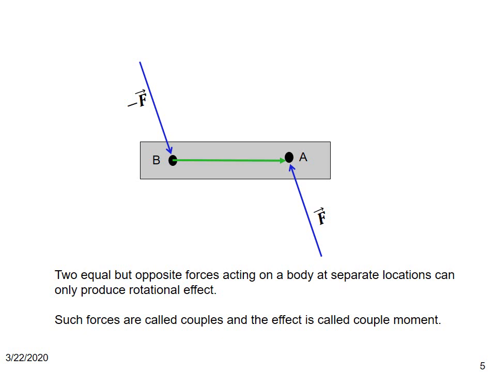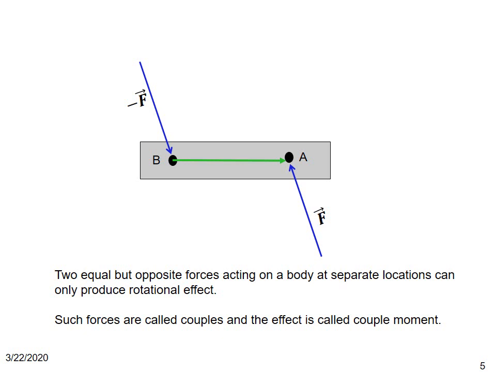Now we will see what a force couple is. A force couple means we have two forces. One force is acting at point A on a rigid body, and another force is acting at B. The second force is equal in magnitude, but opposite in direction to the force F. So we have two forces acting on an object at two different locations.